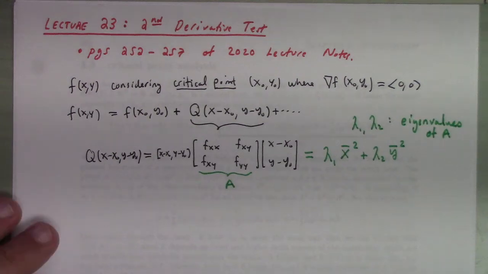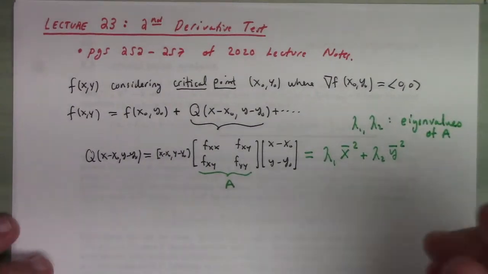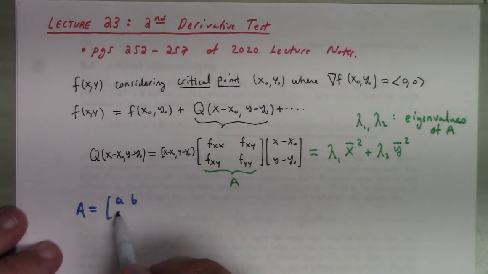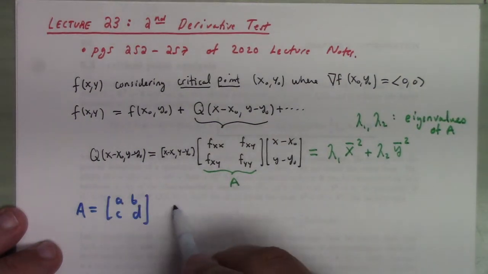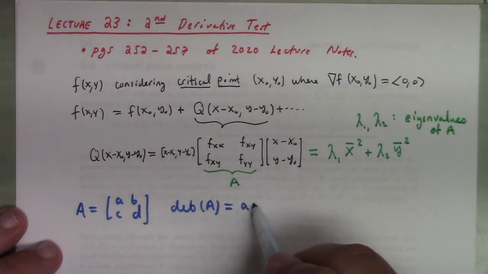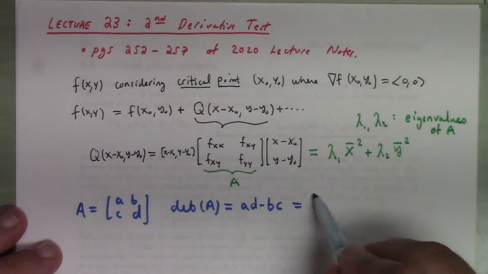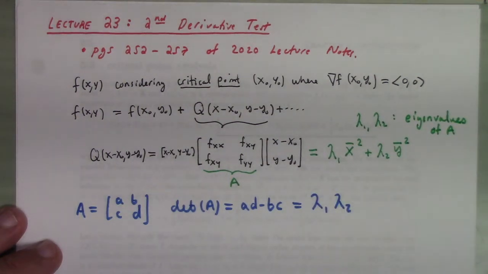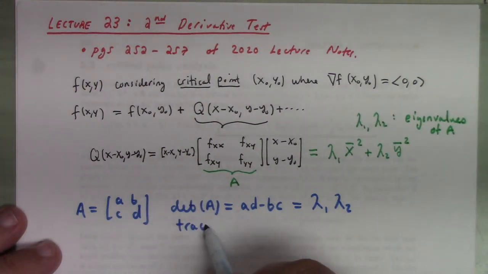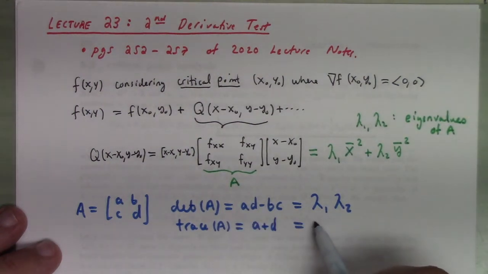And so how do you find the eigenvalues of a 2 by 2 matrix? Well, for a 2 by 2 matrix, let me just use some easier letters here for a second. If we had A is equal to the matrix with entries a, b, c, d, then the determinant of A is equal to ad minus bc, but it's also equal to the product of the eigenvalues. That's one of the things linear algebra tells us. The determinant is the product of the eigenvalues. But another thing we know is that the trace of A, which in this case would be a plus d, is equal to the sum of the eigenvalues.